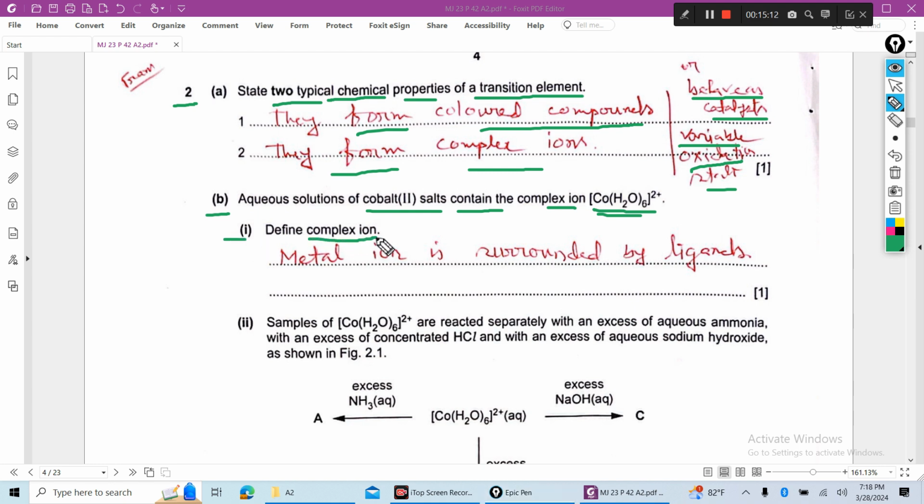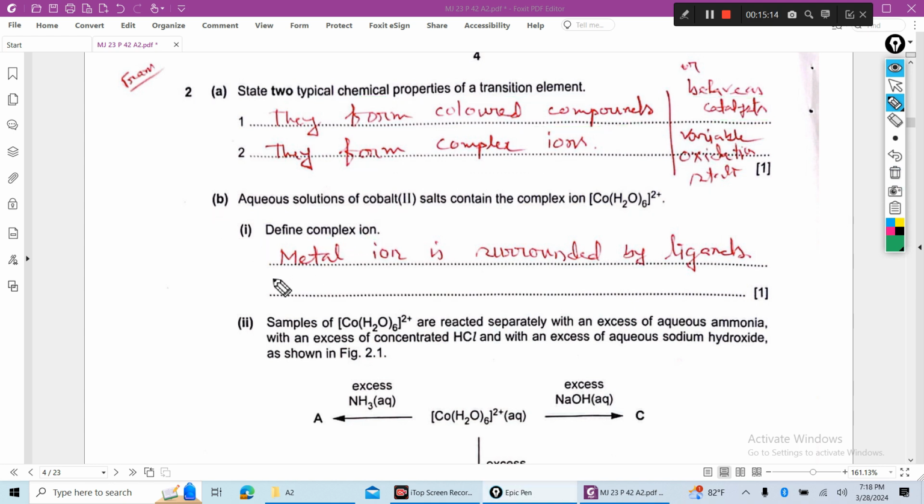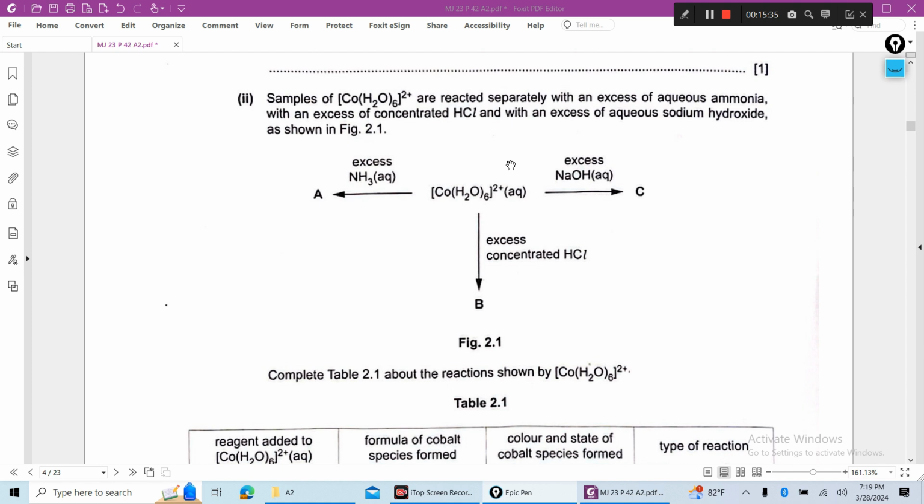Define the complex ion. A complex ion is a metal ion surrounded by ligands. This is known as a complex ion. This is a complex ion: the metal ion, cobalt ion, is surrounded by water ligands. So define a complex ion: a metal ion surrounded by ligands.